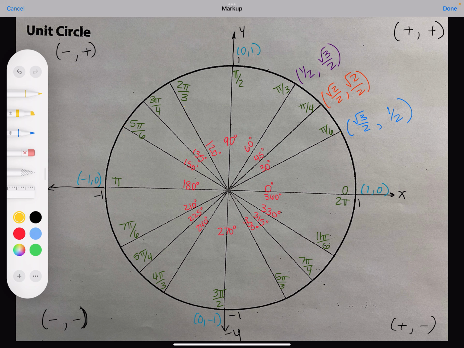Now the only thing that's different, or let's see, I guess that's supposed to be kind of a... is this the right blue? Yeah, it is.